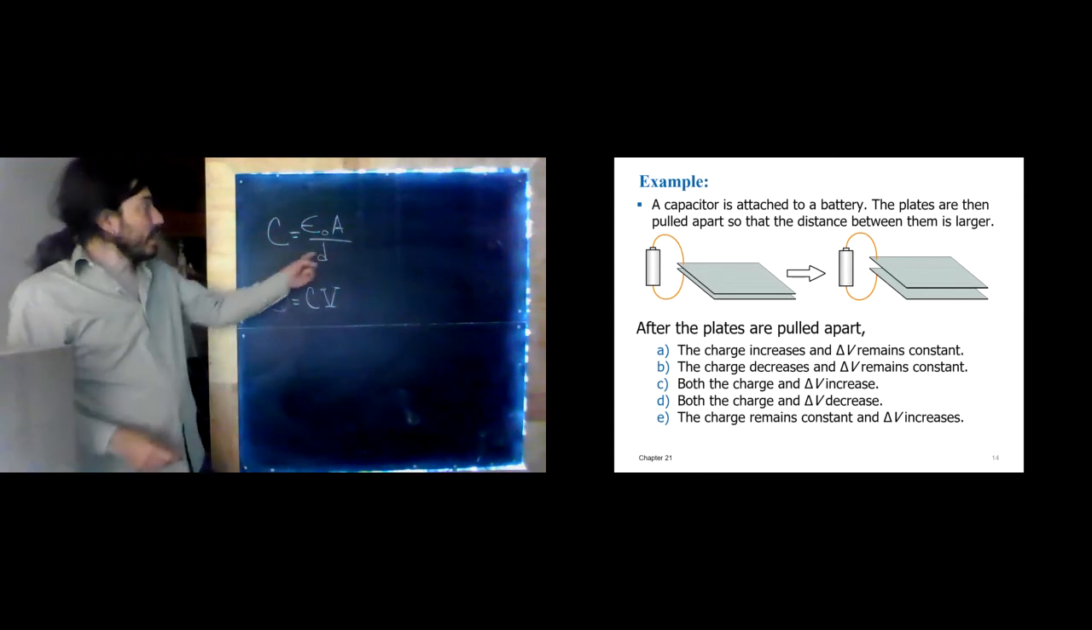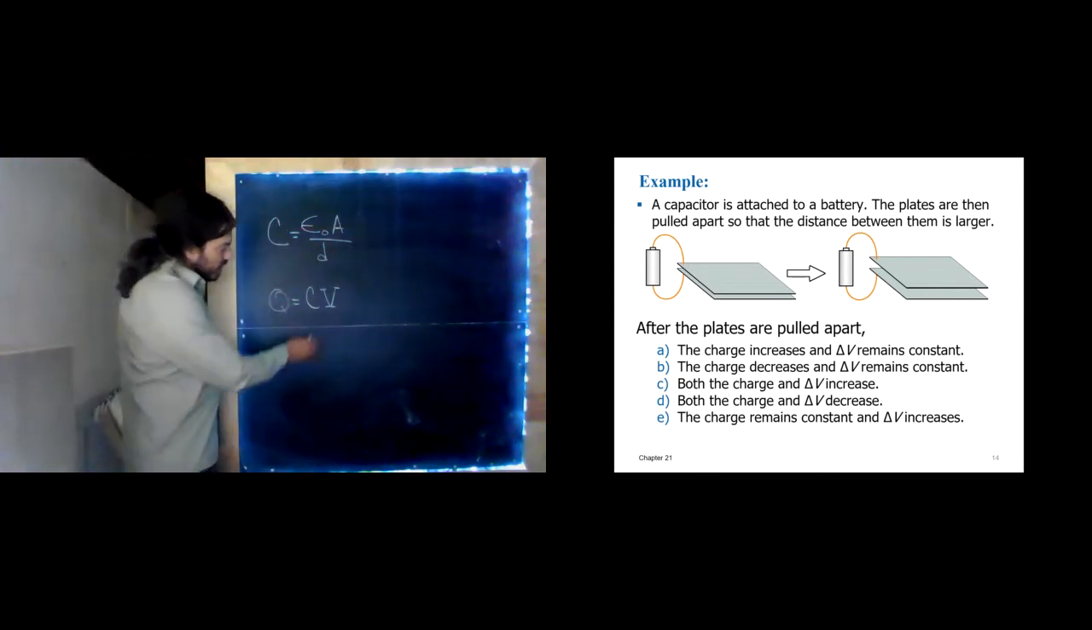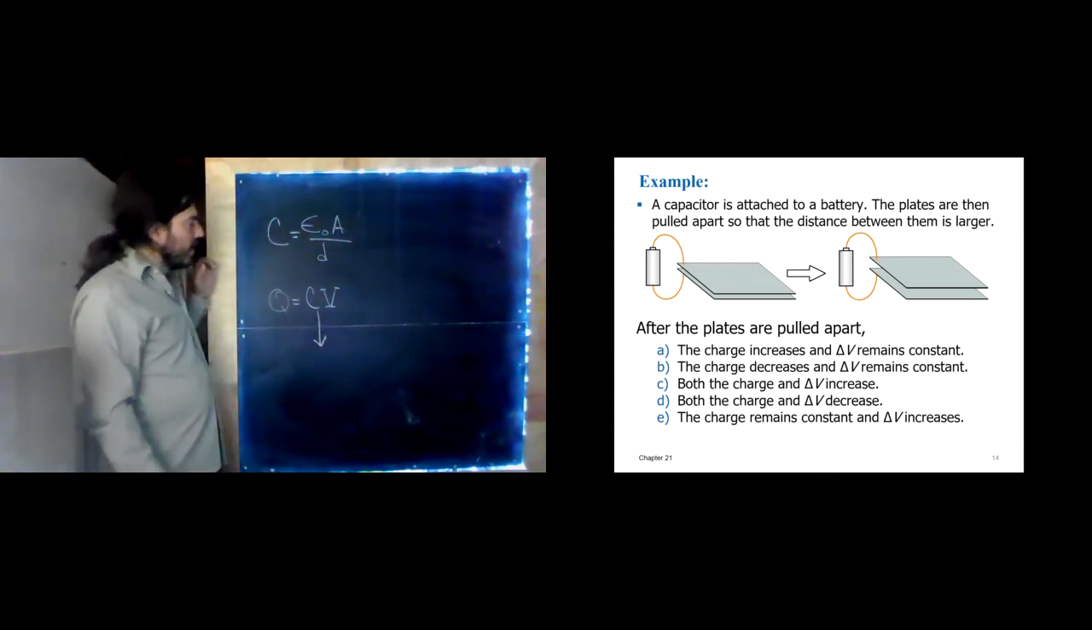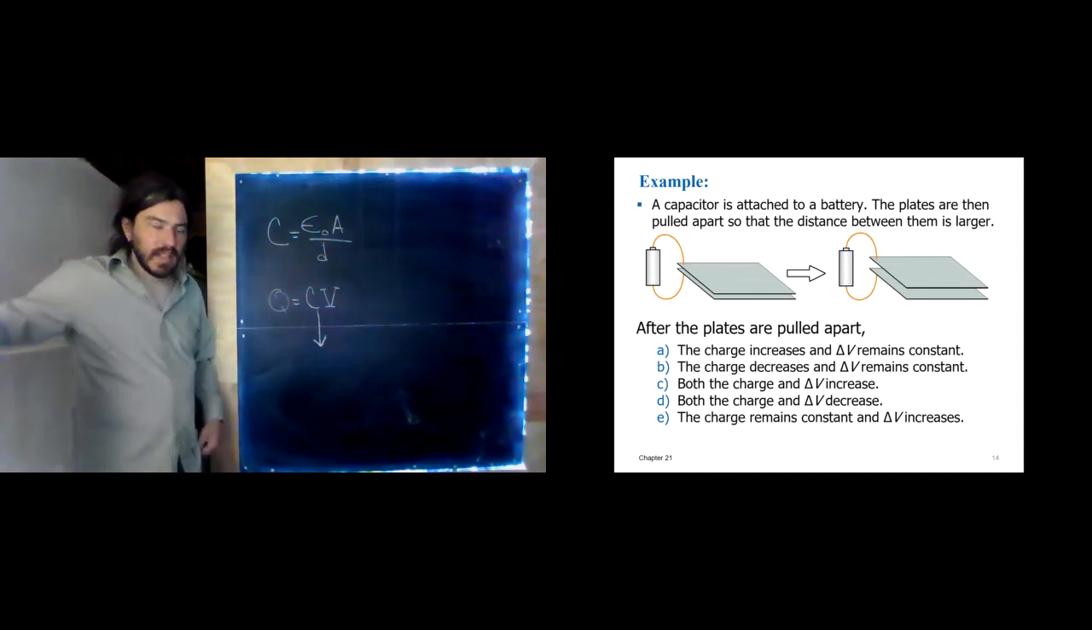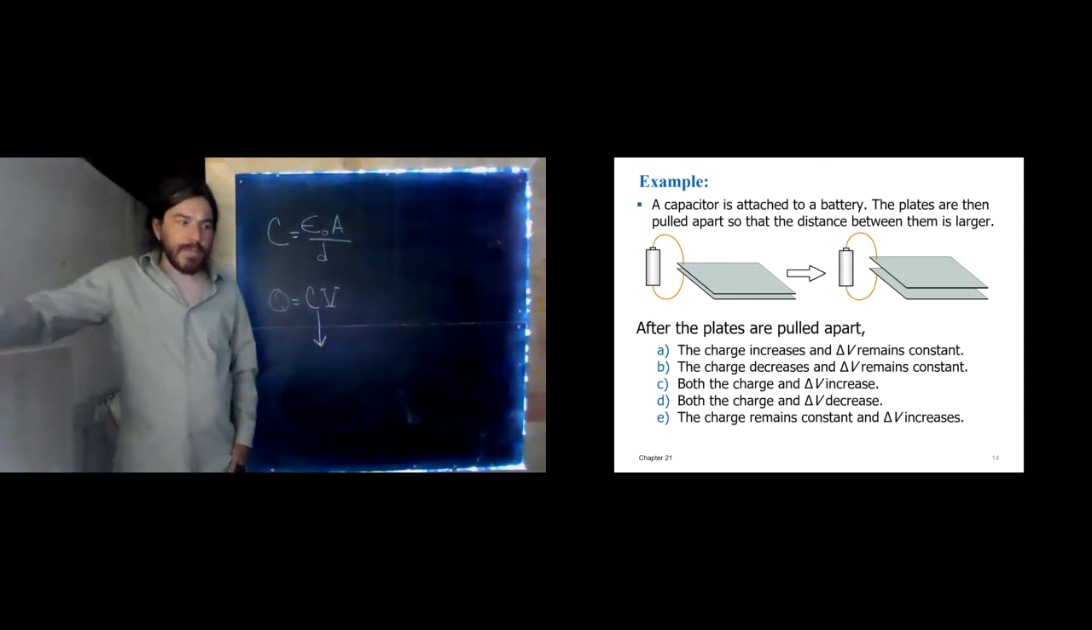Once again, I am increasing D. Therefore, the capacitance is, once again, going down. So that is the same. However, now, if we look at this, a battery is a source of constant potential. Charge can flow in or out of a battery, but a battery is a source of constant potential.